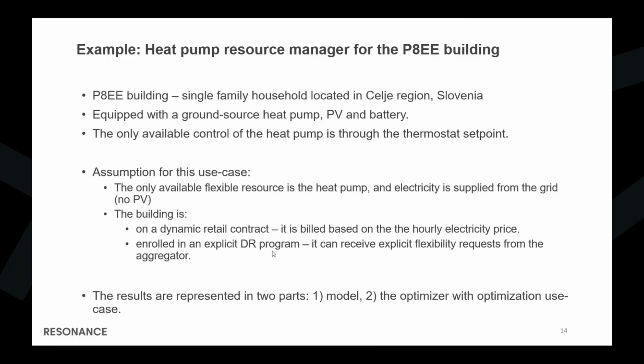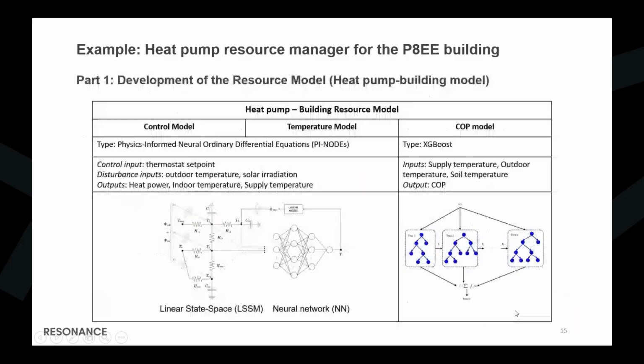Now, the way we present the results on the resource manager development comes in two parts. First, we present the model, and then we'll present the optimizer on top of the model with one optimization use case. So here's the summary of the model that represents this heat pump building resource model. If we recall from the architecture, this model involves three different components: control model, temperature model, and the COP model.